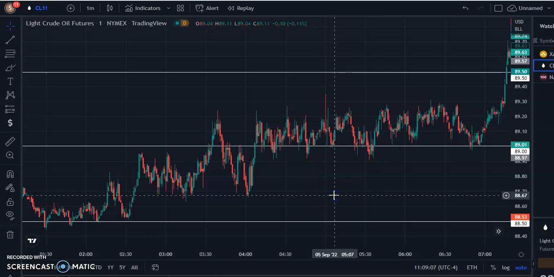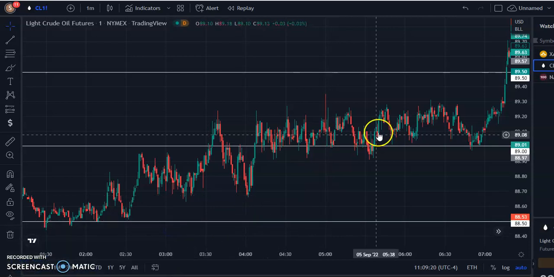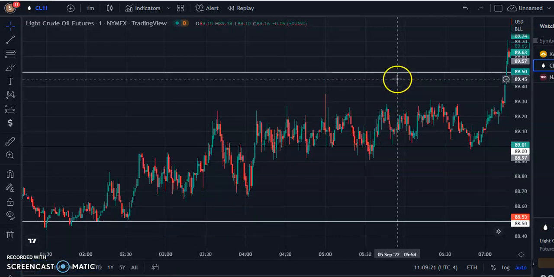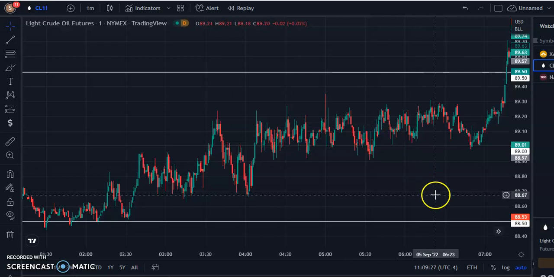Now, this time the window has just ended where I am, but I have taken a trade from oil and I want to go through it. I want to show you exactly how I look for what I am looking for in the market.